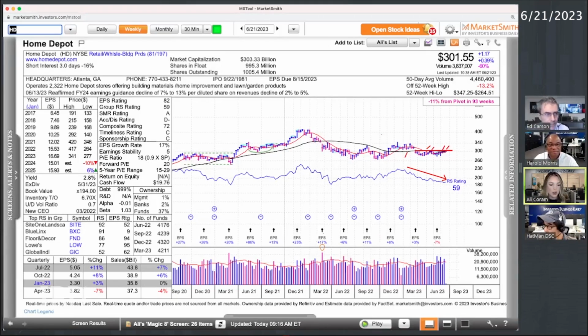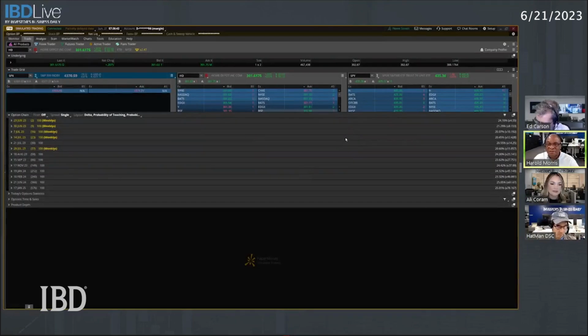Awesome. So now I'll have you take over the screen share and show us the option chain for Home Depot. And you can talk to us about the expiration that you want to go with here. Okay, so you're seeing my chart there? Yes. Okay.